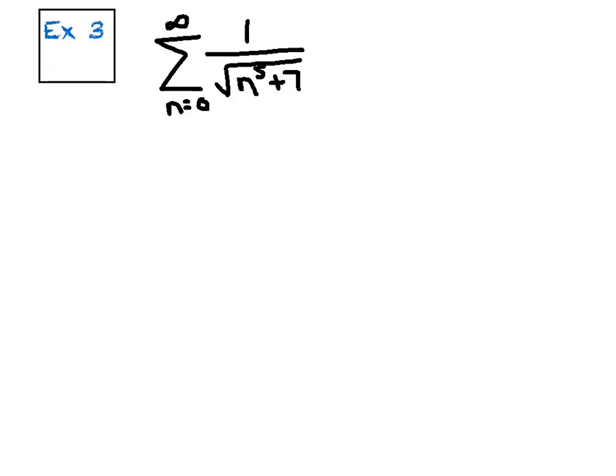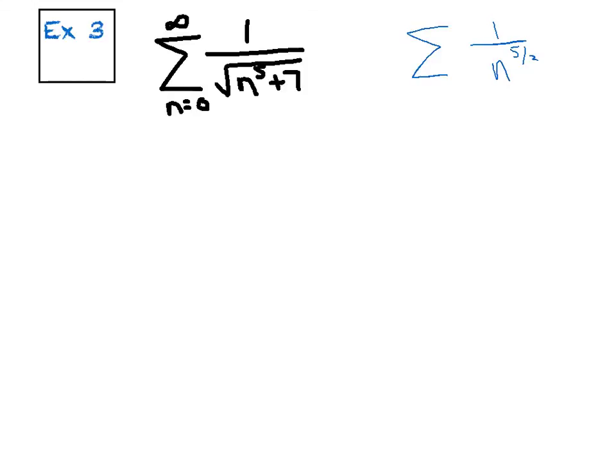So anyway, what we're thinking here is, what if we stripped away the plus 7? What if we stripped away that part? I think we'd be staring at a p-series. So that's what I'm going to try to compare it to. I'm going to try to compare it to 1 over the square root of n to the 5th, which is also n to the 5 halves. That's what I'm going to try to compare it to.